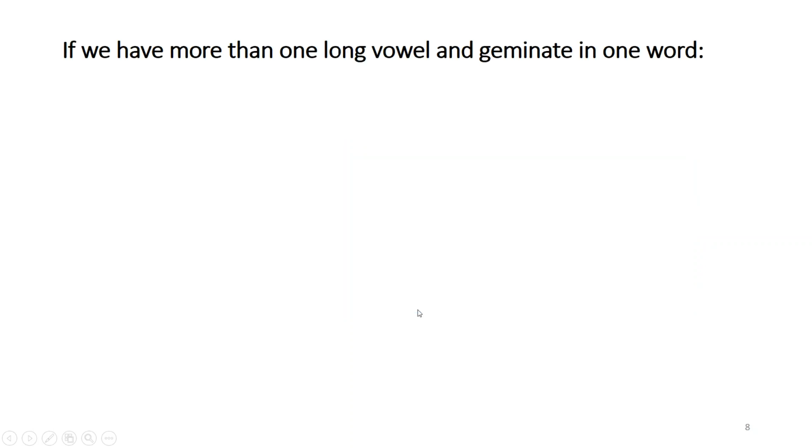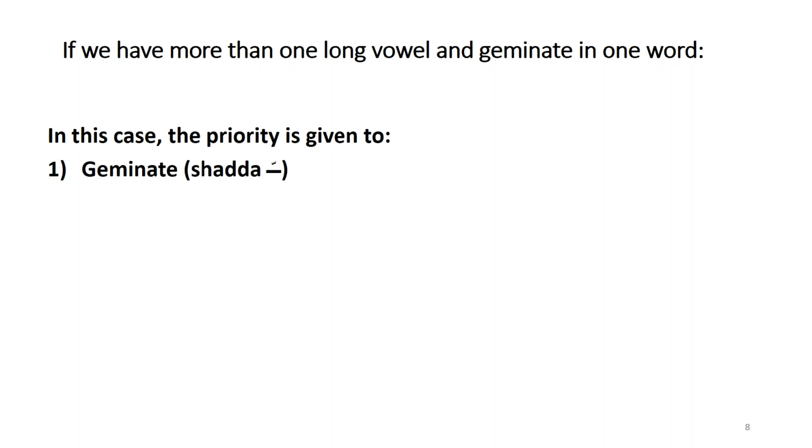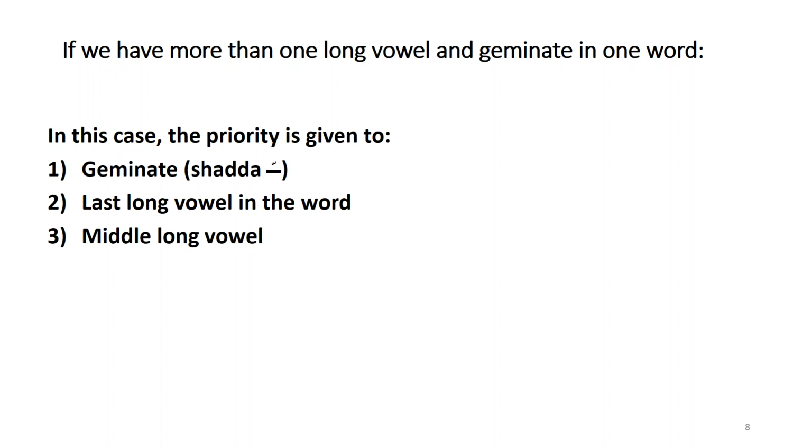Okay. Now, if we have more than one long vowel in one word, and that is possible, what do we do? Which rule do we have to follow? We need to know that in this case there is a priority, and this priority is given to the following. Geminate or shadda is the strongest form that we have to follow. So if we have shadda and whatever else, then we follow the shadda rule, if it's on the second consonant of the root. Second in strength comes the last long vowel at the end of the word, and the weakest is the middle long vowel in the root.